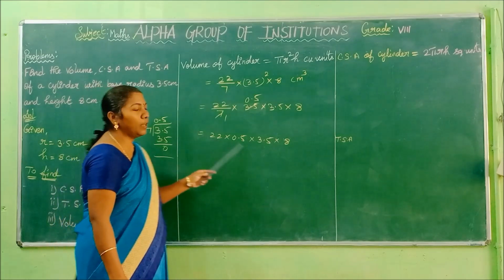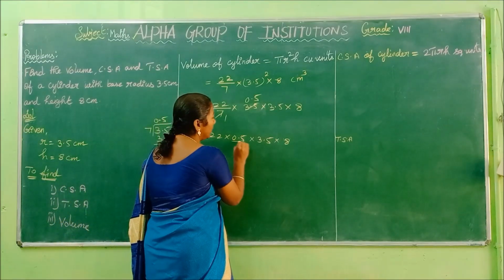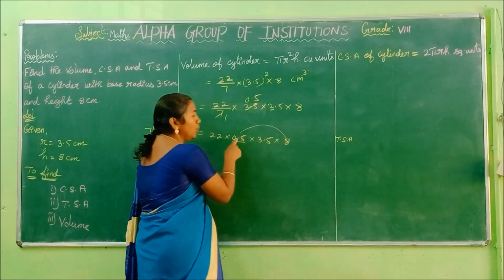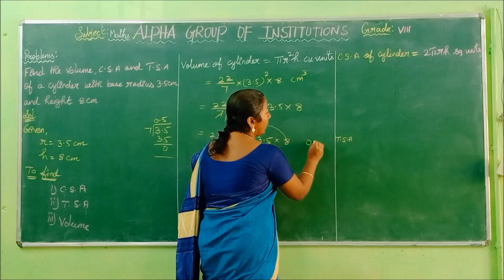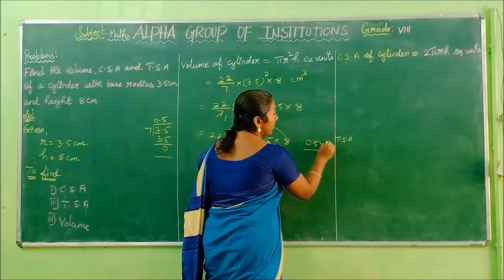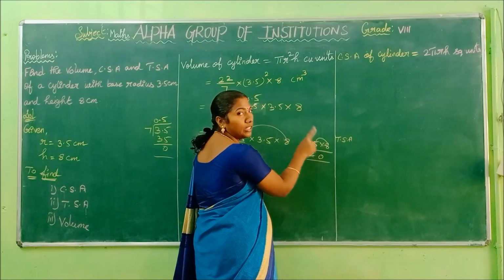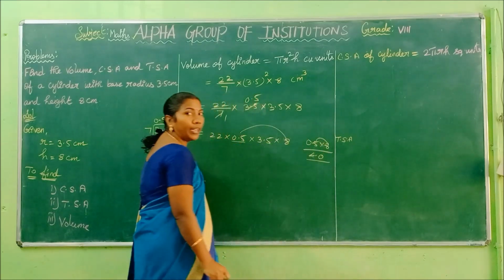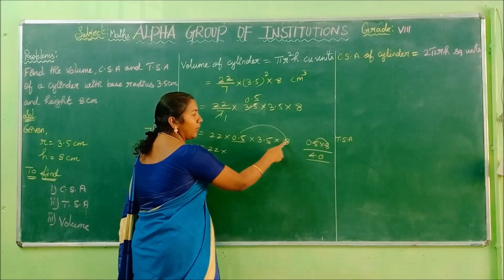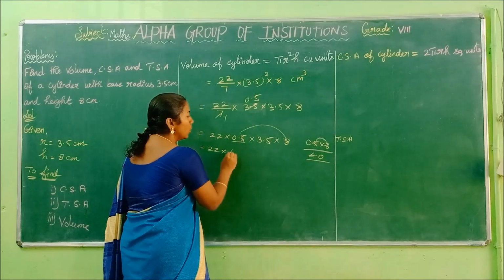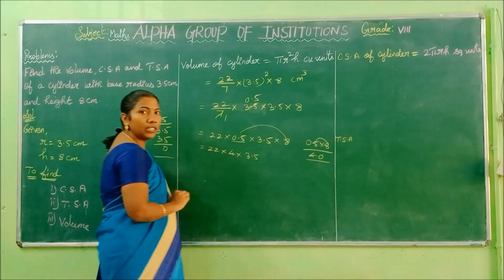So we have to multiply these values. Before that, you have to judge. If you multiply this 0.5 with 8, you can easily remove this decimal point. So 0.5 into 8, 8 5s are 40. After the decimal point, you have how many digits? 1 digit. So 4.0. So 22 into 0.5 into 8, what is your answer? 4. So 4 into 3.5. Do you understand, children?